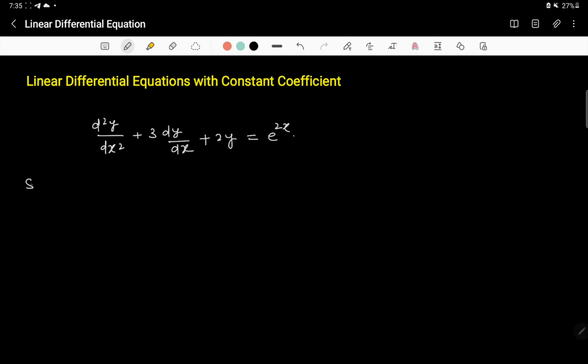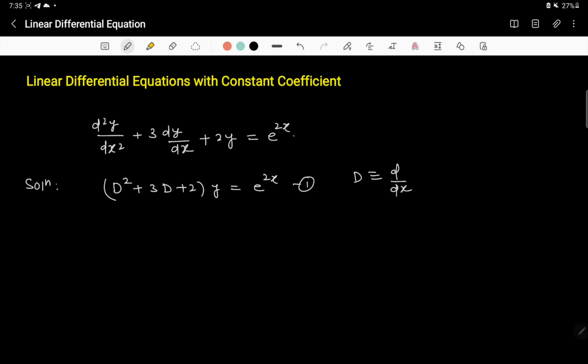So for the solution, it will be written as (D square plus 3D plus 2) of y equal to exponential 2x. This is relation number 1. Here the operator D stands for d by dx. It means the differential equation is with respect to x. Here y and x are the dependent and independent variables.